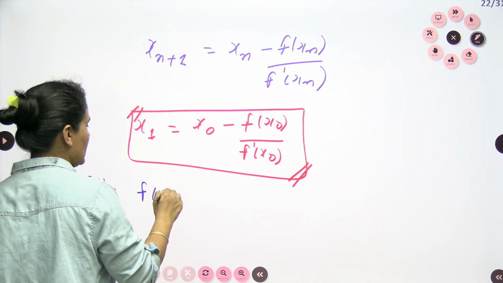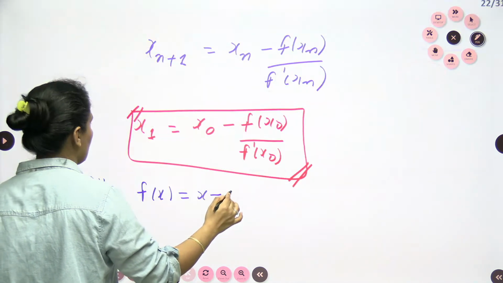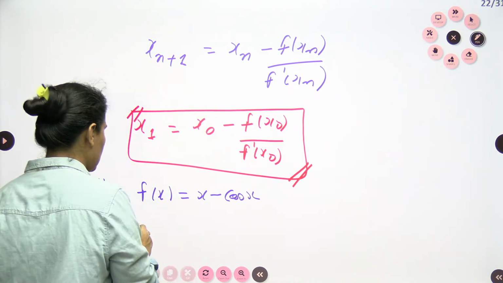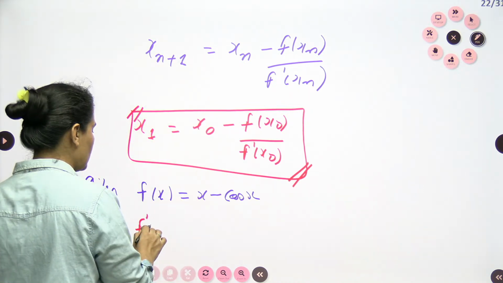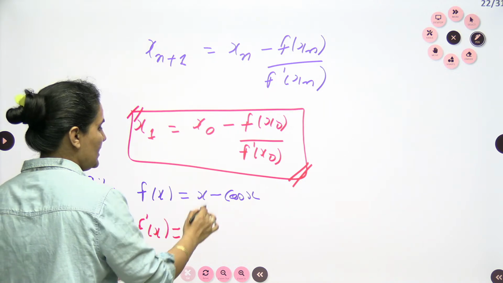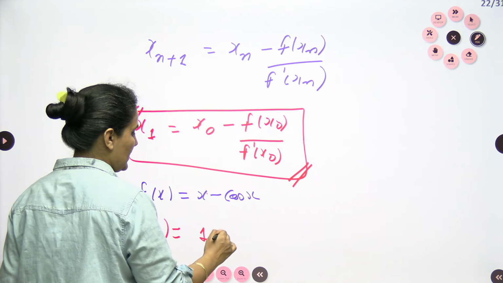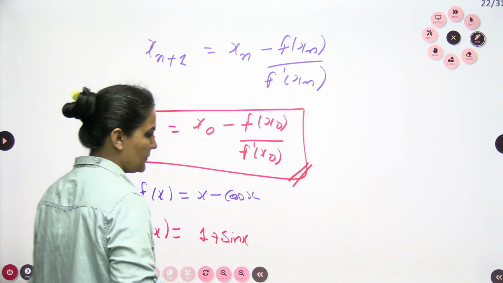So the given function is f(x) = x - cos x. We need the derivative also, so we will go with f'(x). The differentiation of x is 1. The differentiation of cos x is minus sin x, so with the minus sign, we get plus sin x.